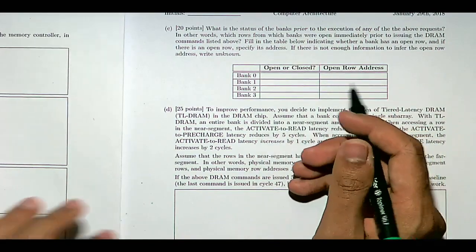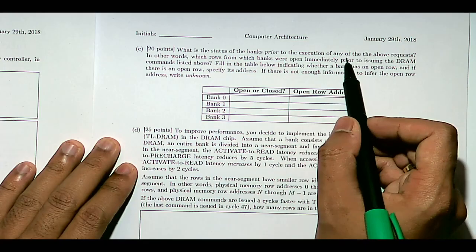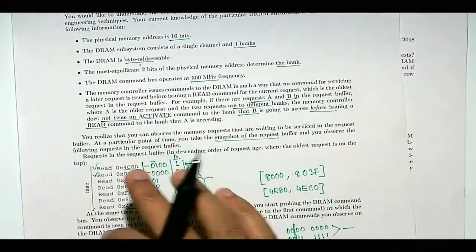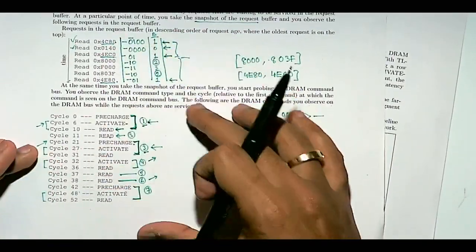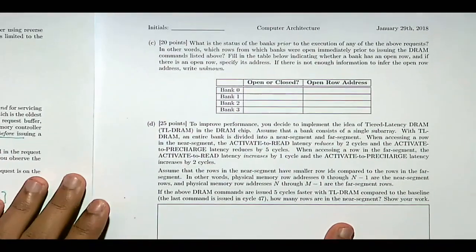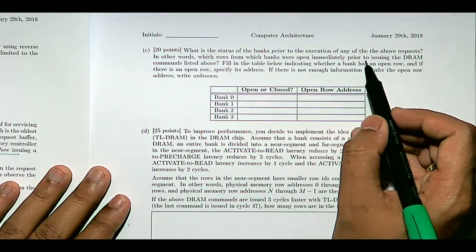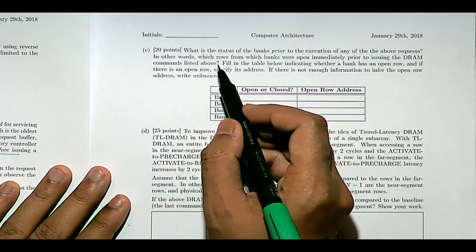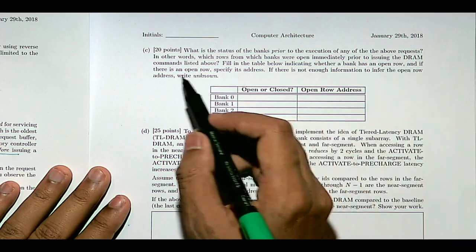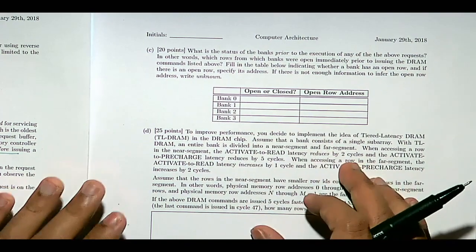Now let's go to the third question. Let's read the question. What is the status of the bank prior to the execution of any of the above requests? So these are the request sequence. Before this request sequence even happened to the DRAM, what is the state of the DRAM? In other words, which rows from which banks were open immediately prior to issuing the DRAM commands listed above? Fill in the table indicating whether the bank has an open row. If there is an open row, specify its address. If there is not enough information, just simply say unknown, okay?